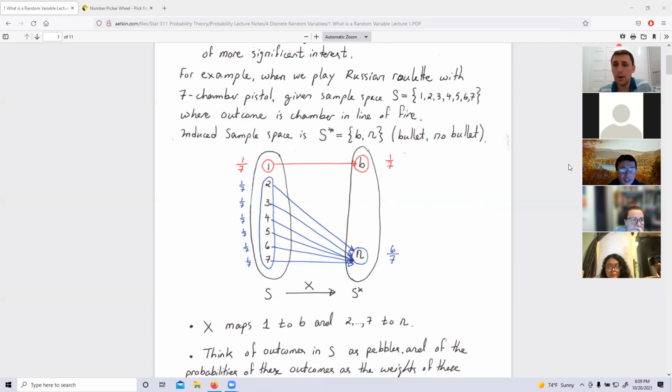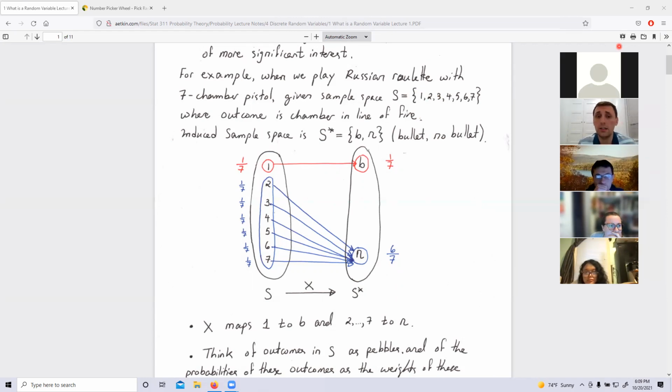Do you agree? But for a person playing Russian roulette, the actual chamber is not very important, right? It's not immediately interesting to you that you fired chamber 2, 3, 4, 5, or any of them, right? What you care about is bullet or no bullet, okay?